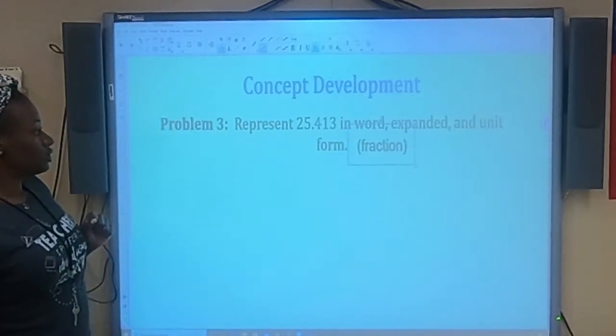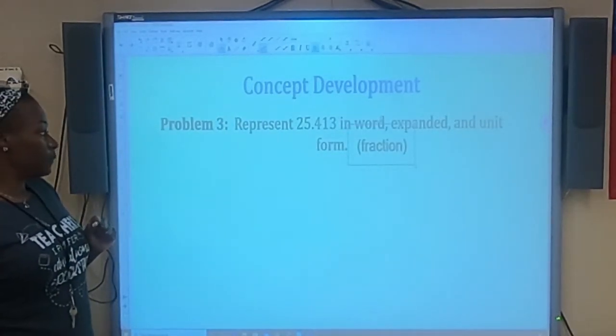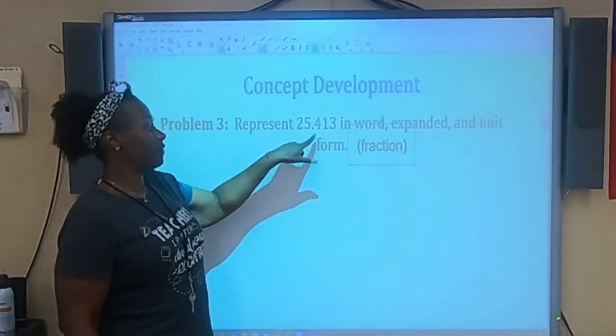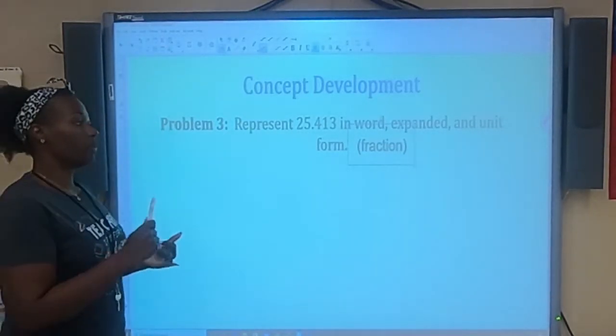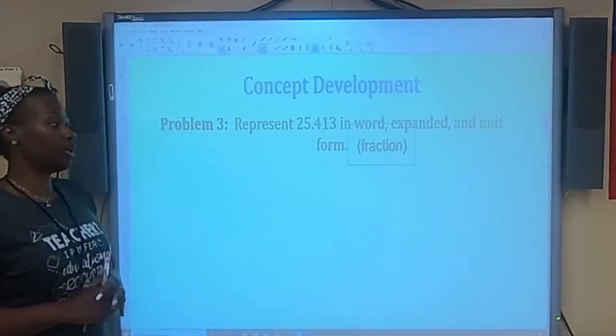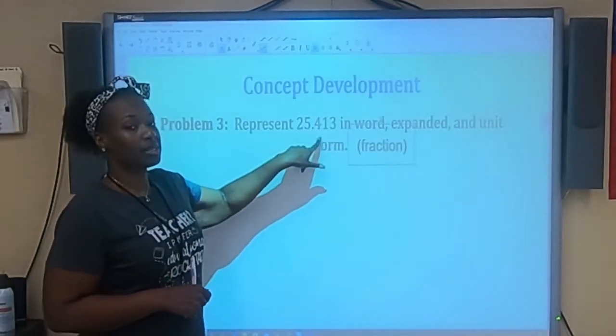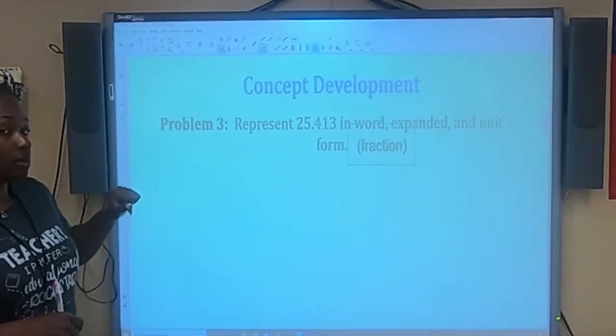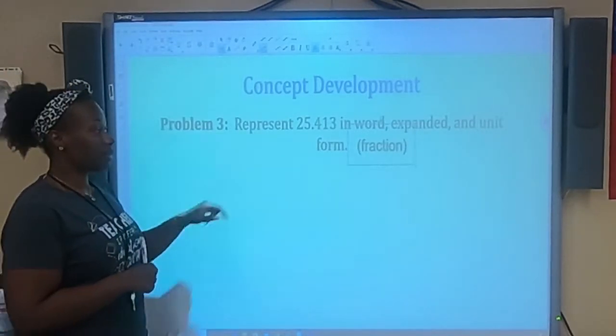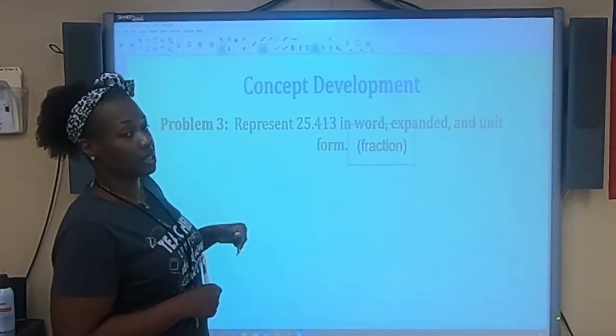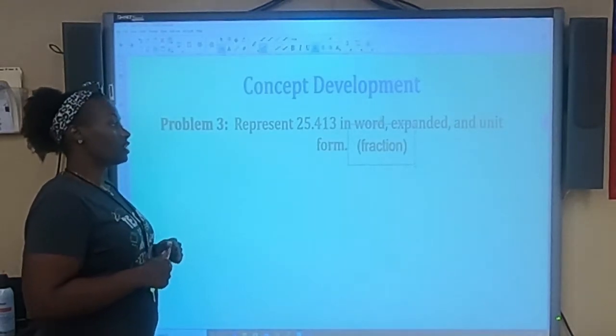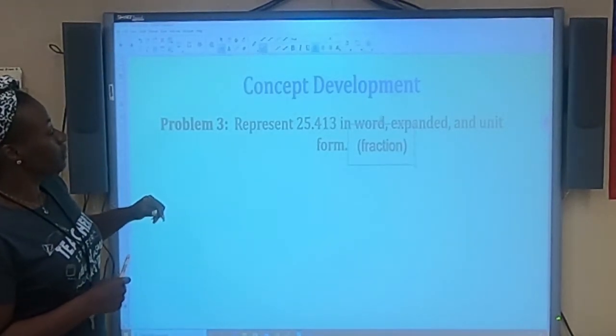Okay. Let's use a bigger number. Now we're going to do 25 and 413 thousandths. We're going to start with word, then write it in expanded and unit. Can you tell me what form this is already written in? Hopefully you say it's standard. Because it's already in digits, that is standard form. So let's start with word. I like to do mine in steps.